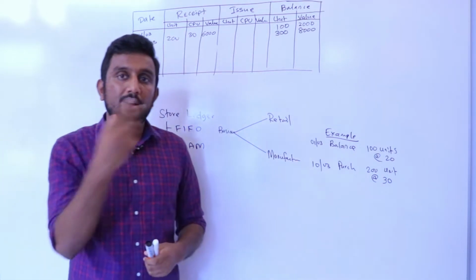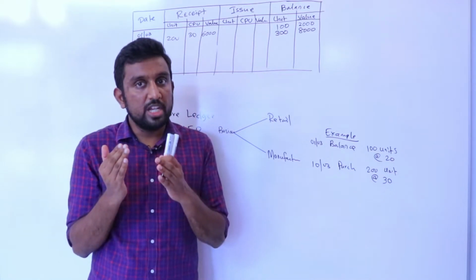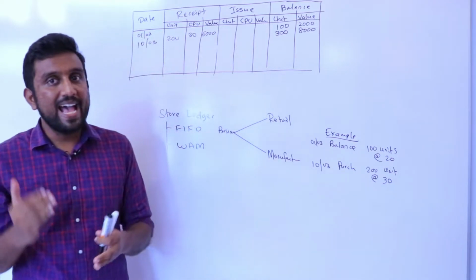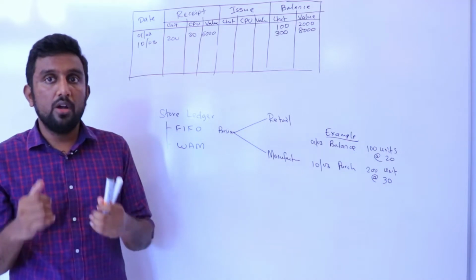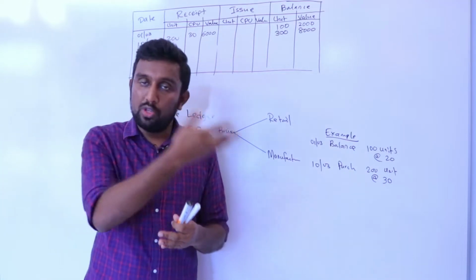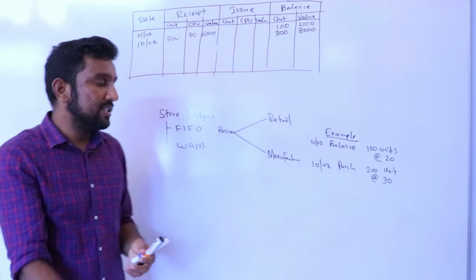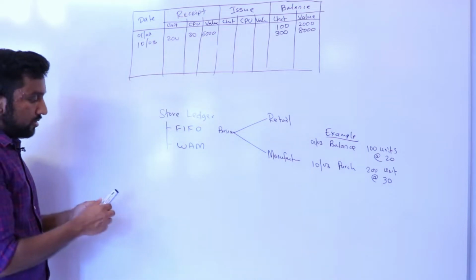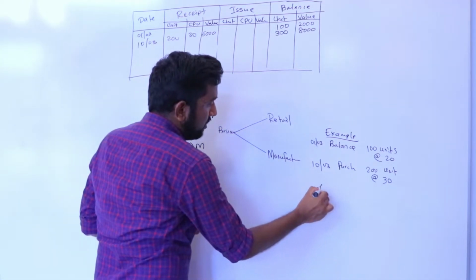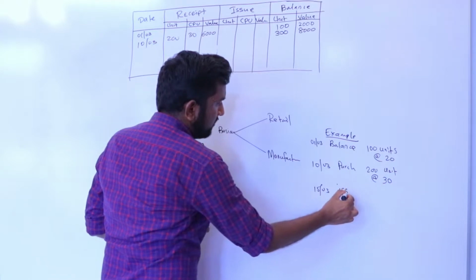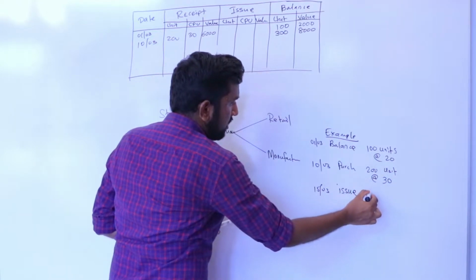They will sell to the final customer. So both are mentioned, or both are called as issue. So depending on the business, you have to check whether they are issuing to the manufacturing plant or they are selling to the final customer. So let's say on 15th, they are issuing 150 units.